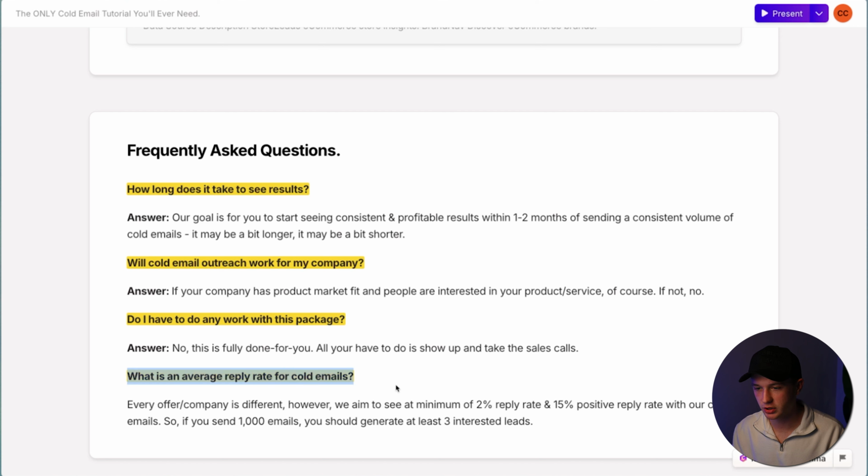Next question is, what is an average reply rate for cold emails? Every company is different. Obviously every offer and every industry is different. But we aim to see a minimum of 2% reply rate and a 15% positive response rate with cold emails. Theoretically, if you send 1,000 emails, you should see at least 3 positive responses, or you should be contacting around 330 people for 1 interested lead at a bare minimum. All right, so these are benchmark numbers.